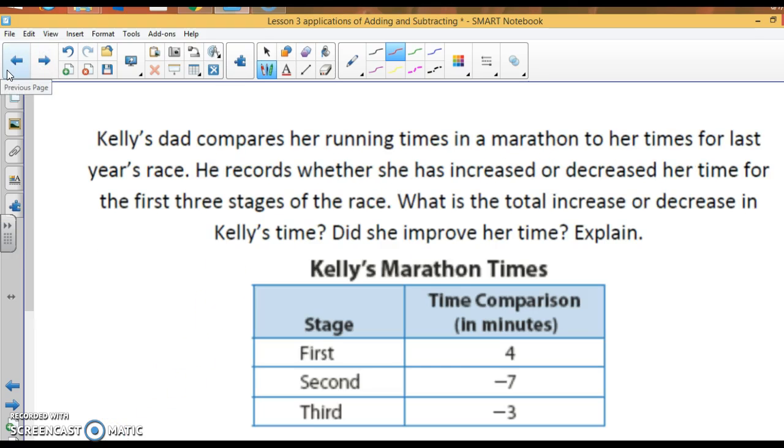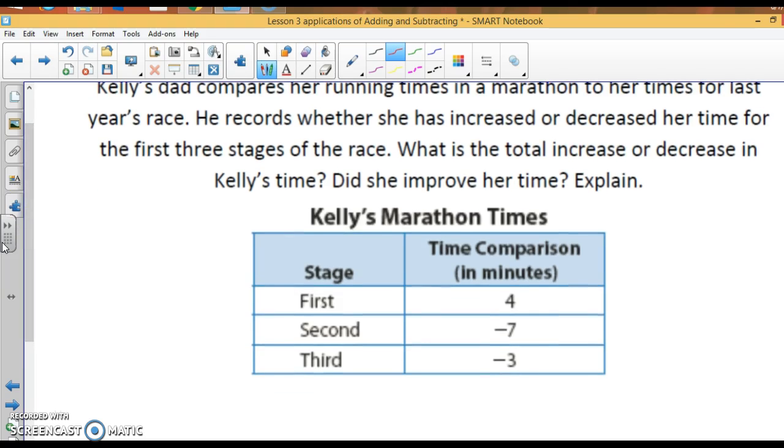All right. Kelly's dad compares her running times in a marathon to her times for last year's race. He records whether she has increased or decreased her time for the first... Well, the total means we're going to add. So 4 plus -7 plus -3. I would add these two together first. Signs are the same. So add and keep your sign, -10.